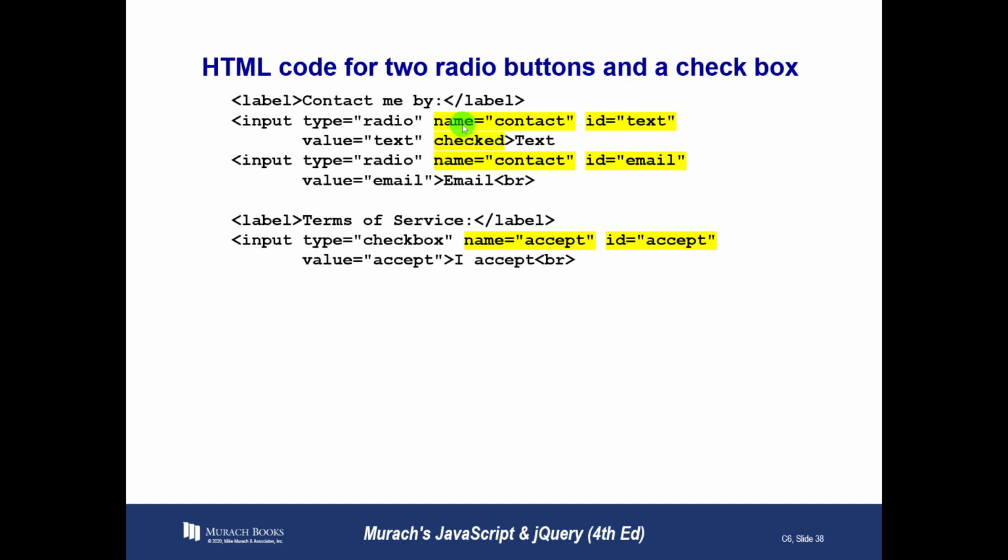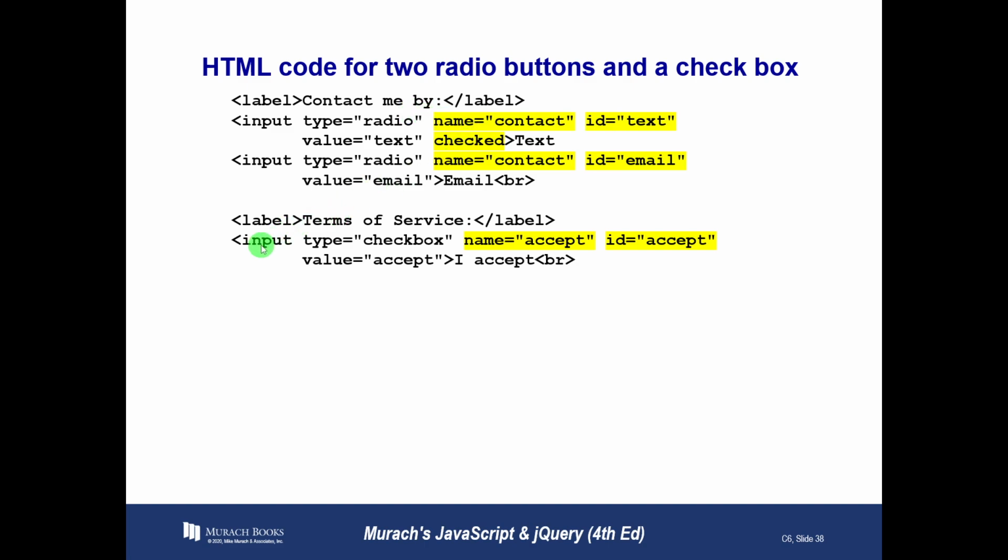I want you to notice the names of both these radio buttons are the same, and they have to be the same. If you've used radio buttons before, you know that you can only have one of them checked at a time. And the way the browser knows which radio buttons are in that group of things that can only be checked one at a time is if they have the same name. However, they do need a different ID. Each radio button has to have a different ID so we know which one was actually checked. So names are the same, IDs are different with radio buttons.